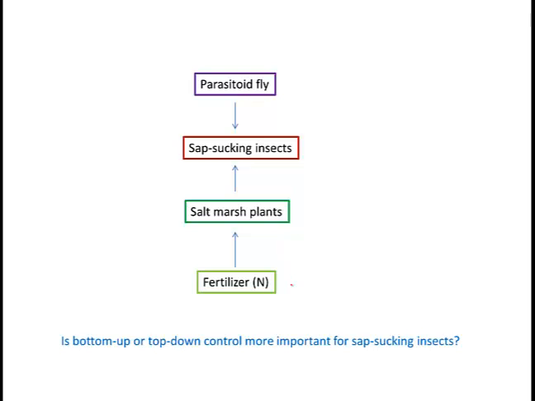I also want you to look at this example here, and what we have again is fertilizer that can influence the growth of salt marsh plants and the population size of salt marsh plants, which can in turn affect the number of sap-sucking insects. Okay, but these insects are also attacked by parasitoids. We've talked about parasitoids before, and these parasitoid flies can therefore affect the population numbers of sap-sucking insects as well. So the question is, are the bottom-up effects here more important than the top-down effects in influencing the population size of the sap-sucking insects?